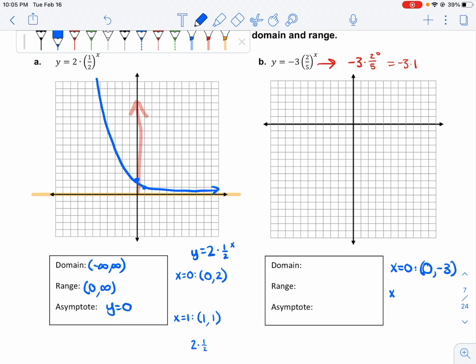When x is 1, you can think of this as the a term, so -3 times whatever your b term is, which would be, I guess, -6/5, which I did ahead of time. This is about -1.2 for when you're graphing. So 0, -3, and then 1, -1.2, so about there.